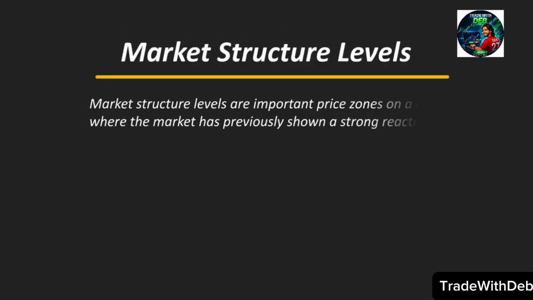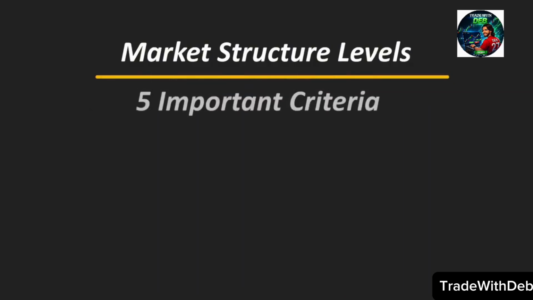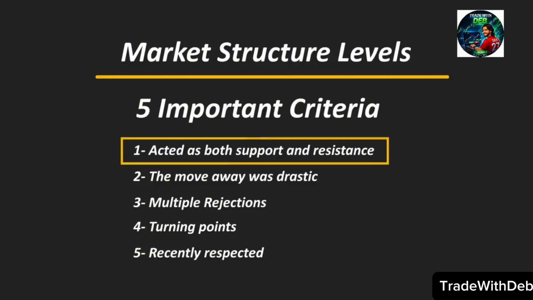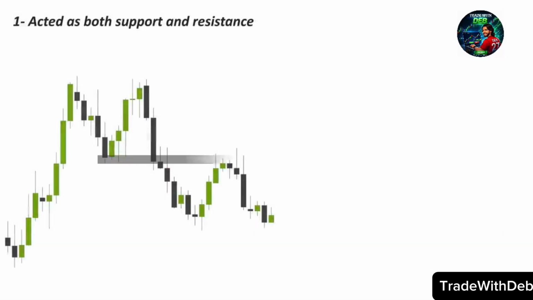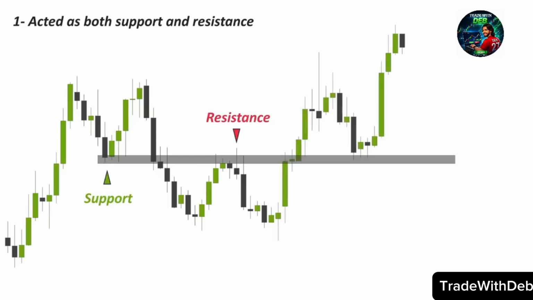Market structure levels are important price zones on a chart where the market has previously shown a strong reaction. Every reaction can be identified as a market structure level, but here are 5 key criteria that make a level strong. Number 1. Acted as both support and resistance. When a market structure level has previously acted as both support and resistance, it becomes more important and increases the chance that the price will reject it again.